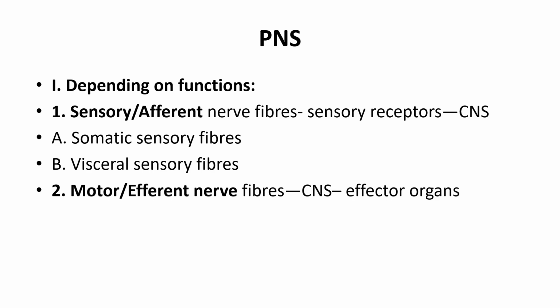And the sensory nerve fiber is of two types, that is somatic sensory fiber and visceral sensory fiber. Somatic sensory fibers are associated with the skeletal muscles, and visceral sensory fibers are associated with the visceral organs.